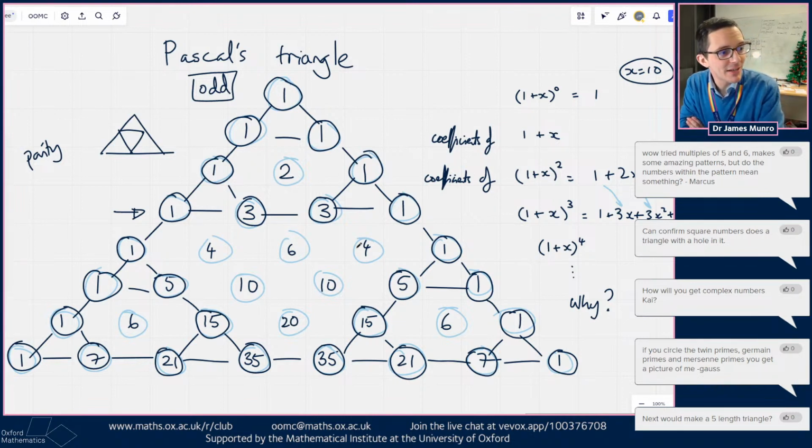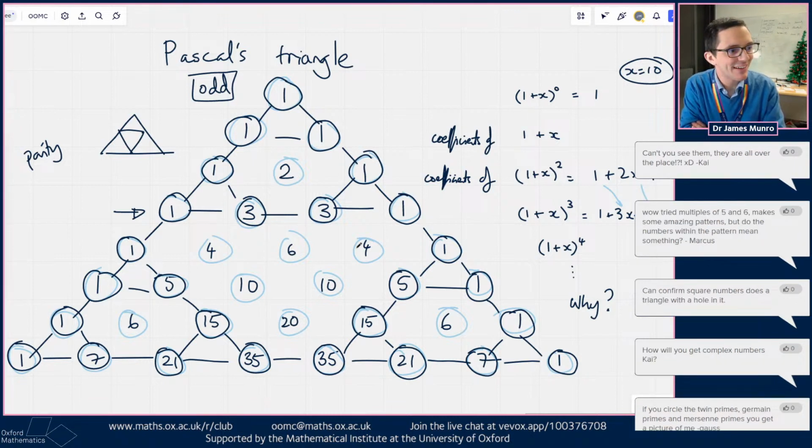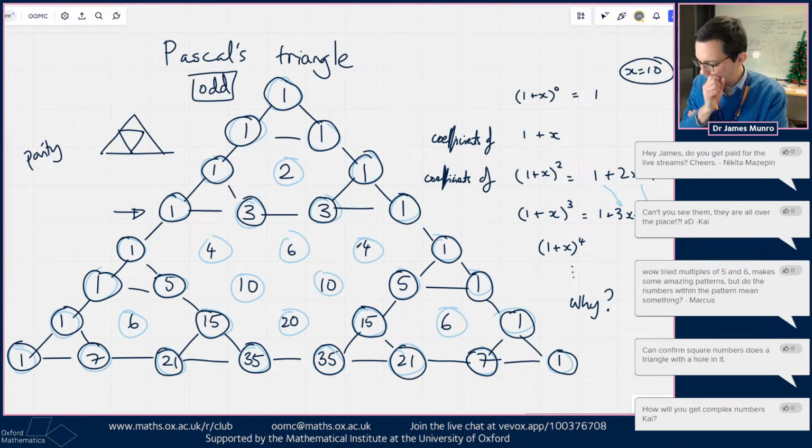Do the numbers with the numbers? What do they mean? Marcus tried multiples of 5 and 6. After a while, it is faster to get a computer to do these. Computers are pretty good at adding numbers together, checking whether things are multiples of 5 or not. Brilliant. Okay. So yeah, amazing patterns, but what do they mean? Maybe you're getting other fractals, or maybe you're getting other shapes.